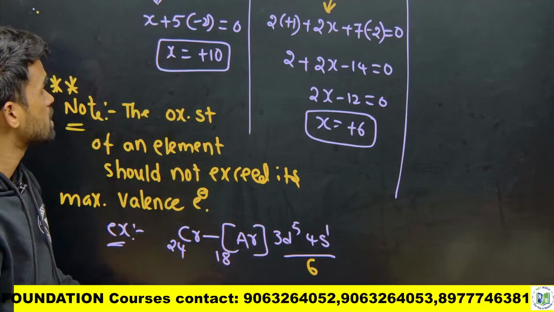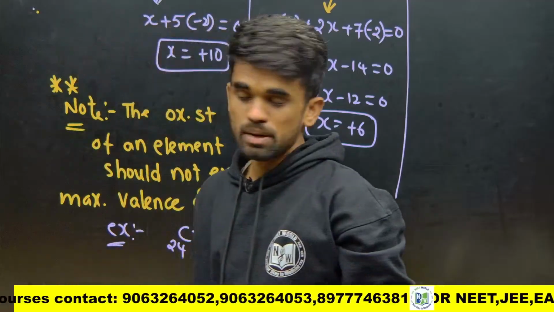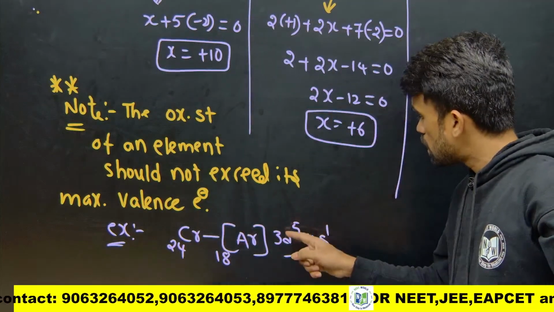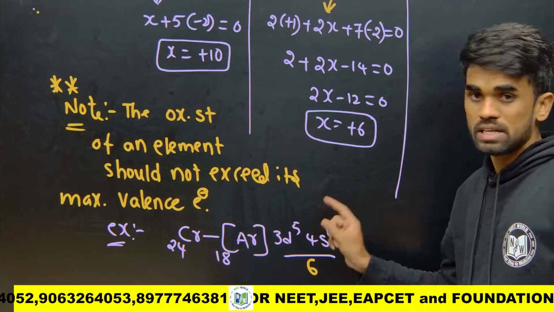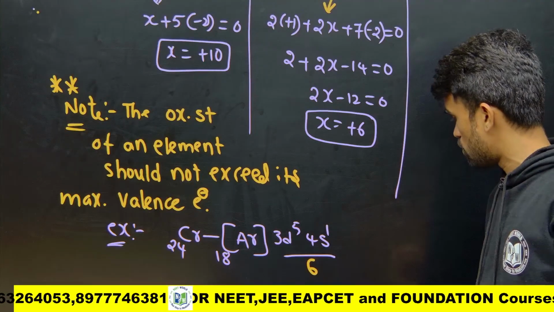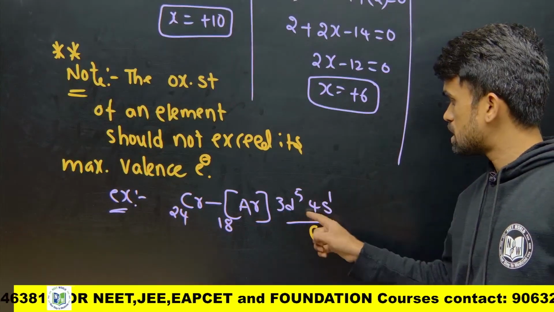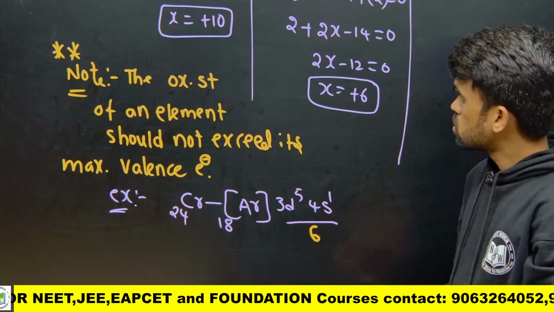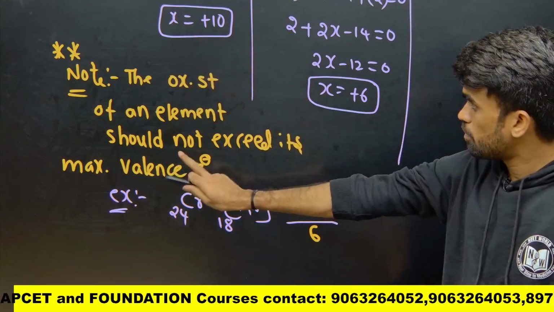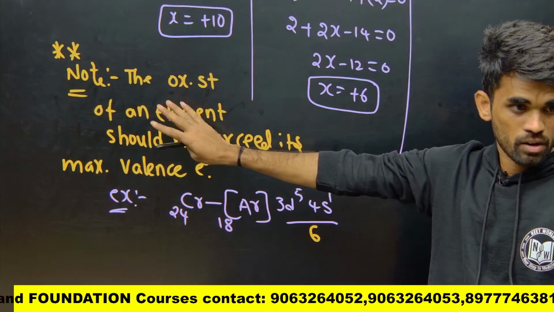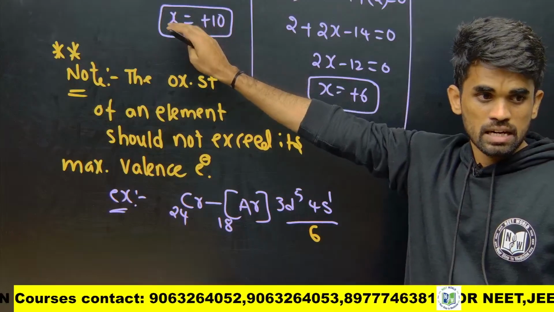So the maximum oxidation state shown by chromium is how much now? 6. It means whenever chromium forms compounds, these are the only electrons taking part in chemical bond formation, the maximum number of electrons, but not the inner core electrons. So what is the maximum possibility? Plus 6. So here we got plus 10. Is that correct? No. This is the important fundamental consideration. As per that, this calculation is wrong.